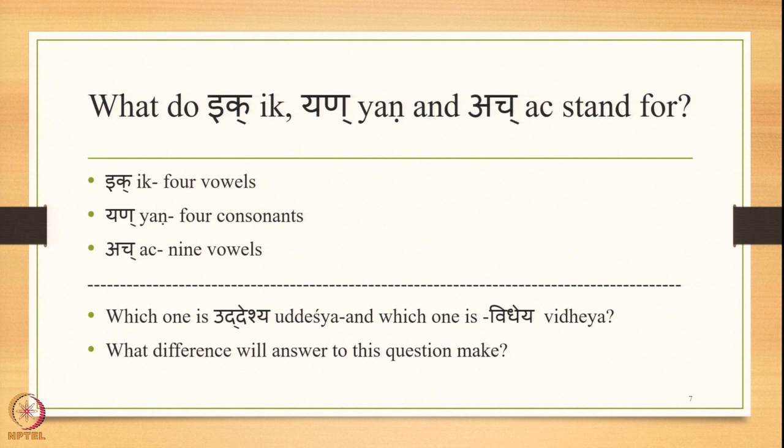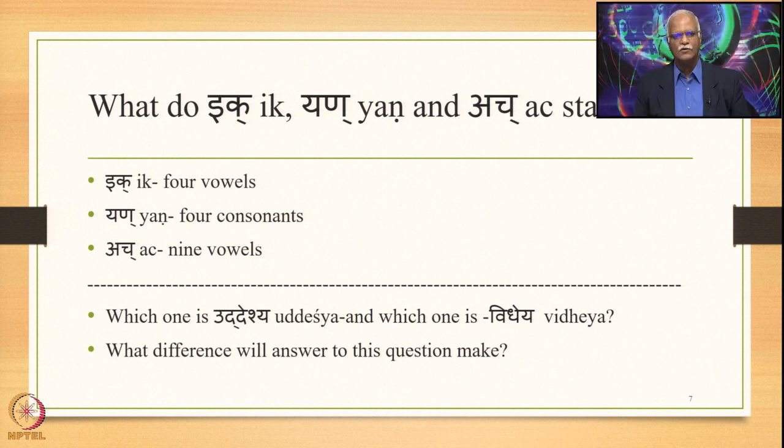We expand the meaning of the sutra 6177, and in doing so, we ask the question: what do ik, yan and ach, which are used in the sutra, stand for? We also saw how ik, yan and ach get formed as pratyaharas using the technique of pratyahara stated by Ashtadhyayi 1171, Adirantyena Sahita. And then we know what ik, yan and ach stand for. So we have written that down on this slide.